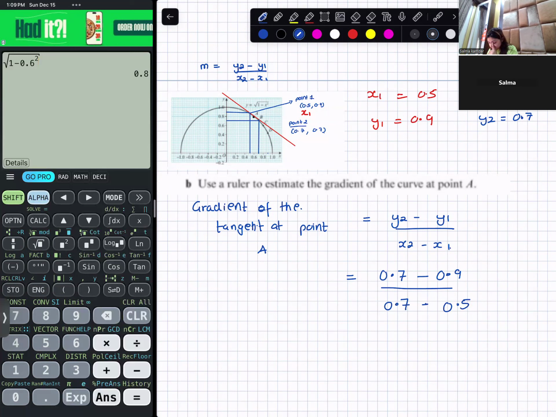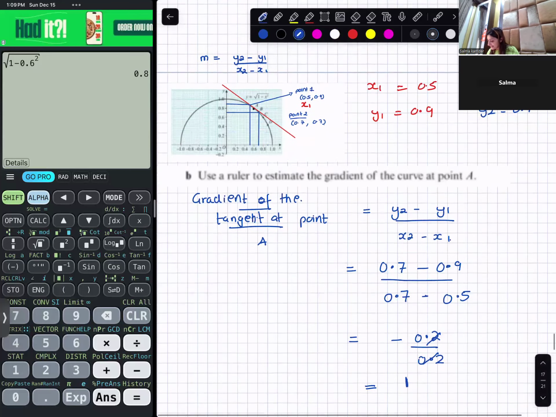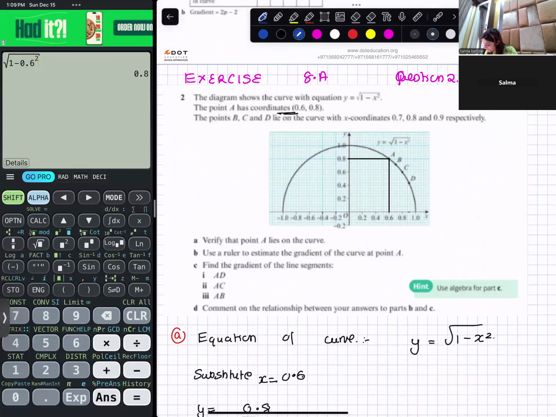So this is going to be nothing but minus 0.2 over 0.2. So this is nothing but 1. So my gradient of the tangent at point A is nothing but 1. So I got the gradient of my tangent or my gradient of the curve at point A. Gradient of the tangent at point A is equal to the gradient of the curve at point A.